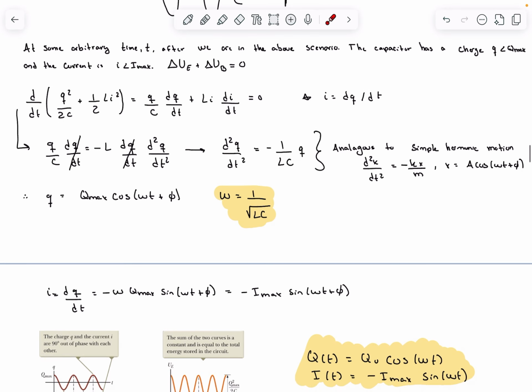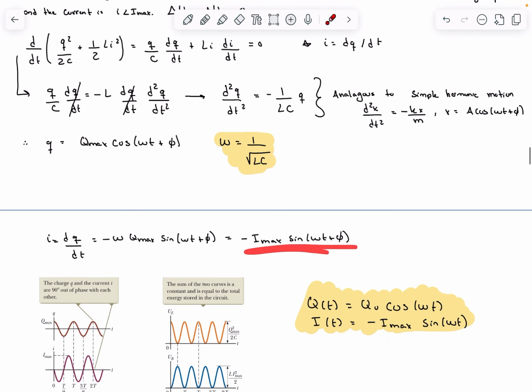If we then look at I, the current, we're going to take the time derivative of Q, so I is equal to dq over dt, take the derivative of this, and we get negative I max sine of omega t plus phi. Okay, so these are our two answers. So this is the charge on the capacitor at any point in time, and this is the current through the system at any point in time.